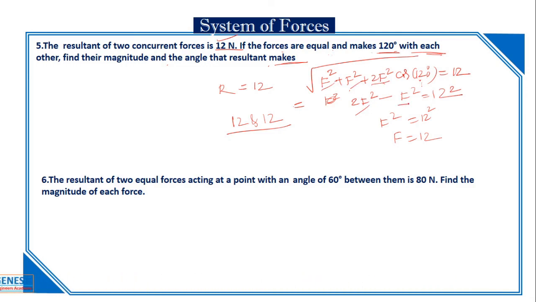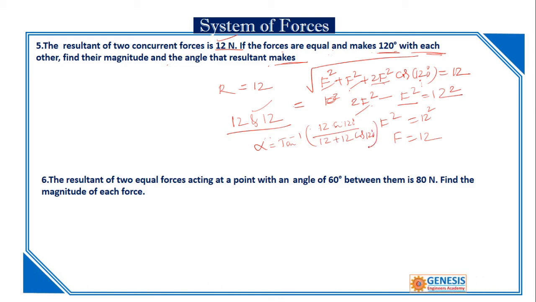What are the magnitude and the angle that the resultant makes? R is given and the forces are this one, so alpha is equal to tan inverse of 12 sine 120 divided by 12 plus 12 cos 120. This is the formula to find the direction of the resultant.